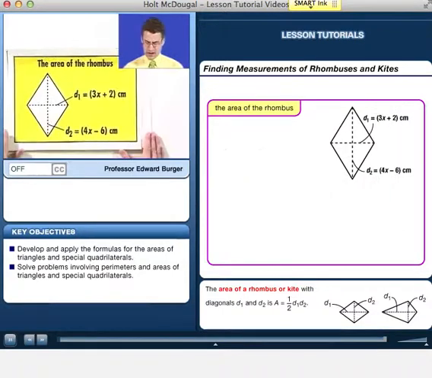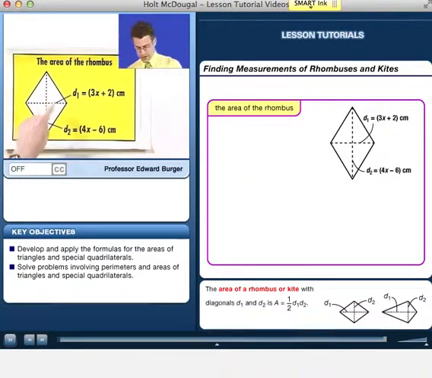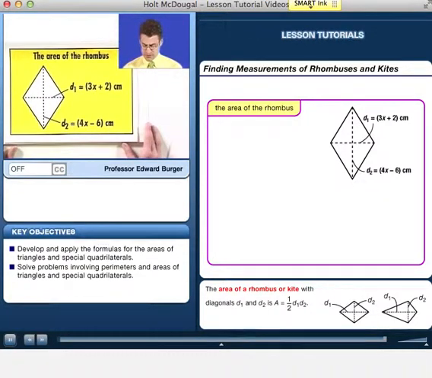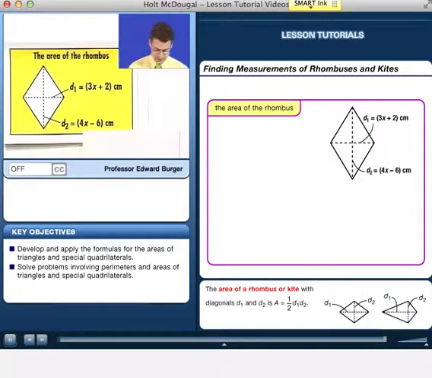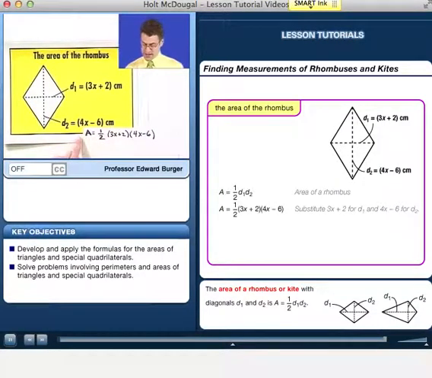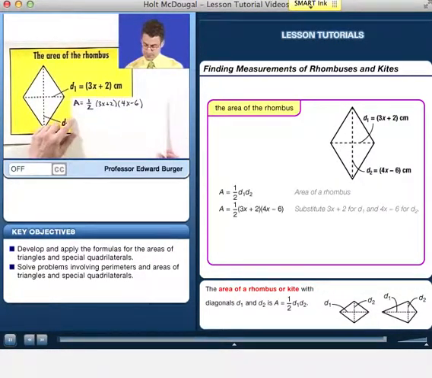Let's find the area of the rhombus given here, where we're given that D1 equals the expression 3x plus 2, and D2 is given by 4x minus 6. All right, so what is the area? Well, the area is going to be 1/2 the product of these two. So it's going to be 3x plus 2 times 4x minus 6. I actually noticed that I could factor out a 2 from here.